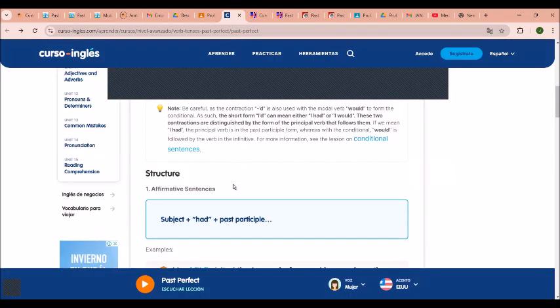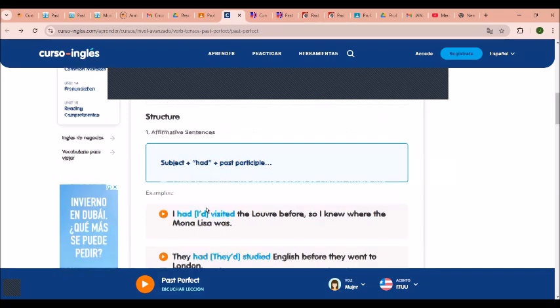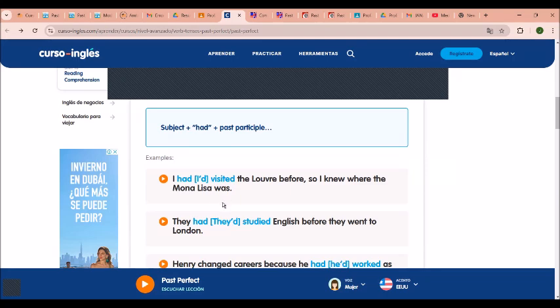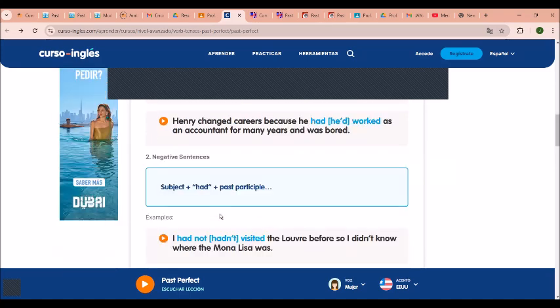So the affirmative form, just to go through it quickly, it's going to be your subject plus had plus the participle form. For example, I'd visited the Louvre, so I knew where the Mona Lisa was. They'd studied English before they went to London. Henry changed careers because he had worked as an accountant for many years and was bored. That's the affirmative form.